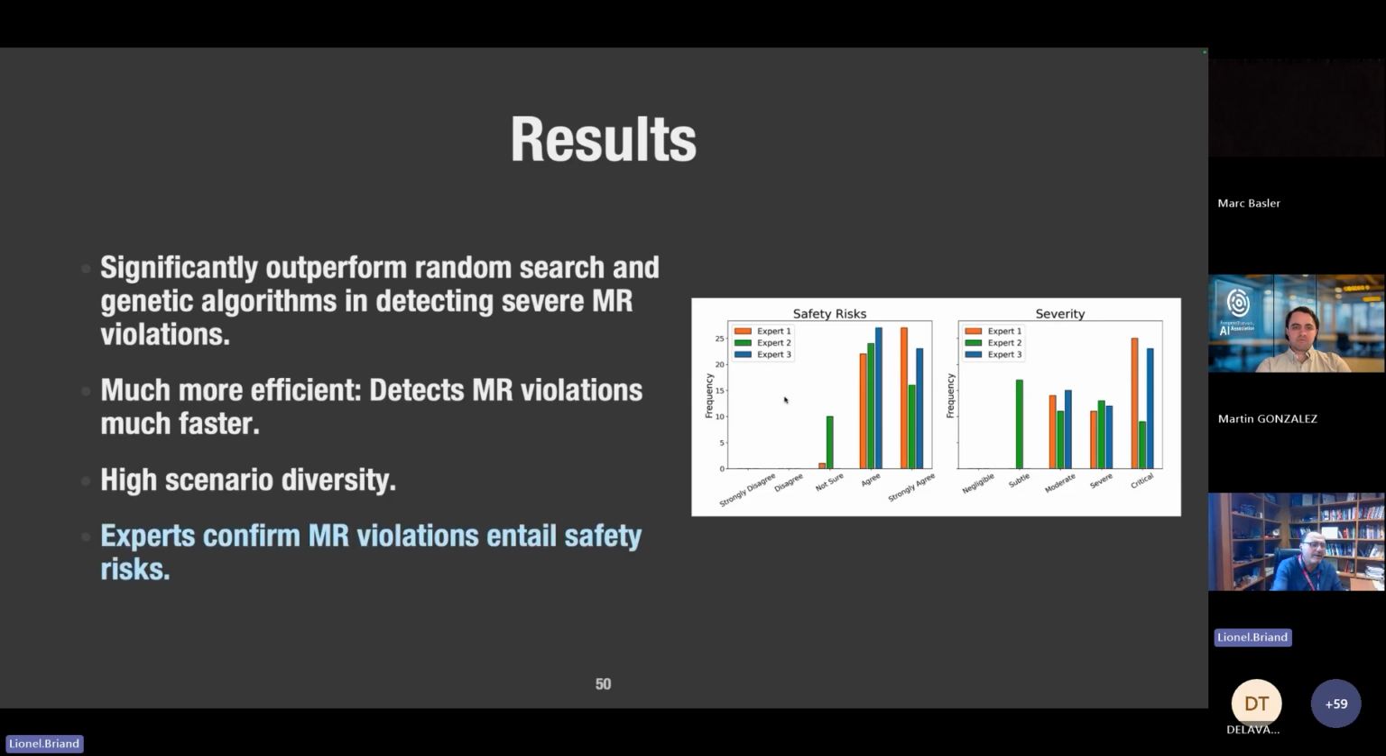And so we assessed it, and what we also did with engineers is that we showed them the violations that we found. In our case, the violations were violations of metamorphic relations, because that's what the search was looking for. The search was looking for scenarios violating metamorphic relations. We showed that to engineers, and we asked them whether they thought those violations had safety implications or led to safety risks, and what their severity was. We got feedback that confirmed what we expected, that indeed we had detected misbehavior that led to critical safety risks.